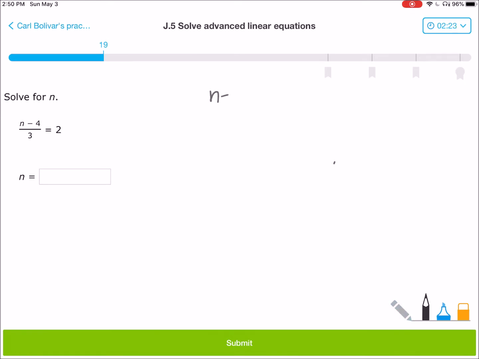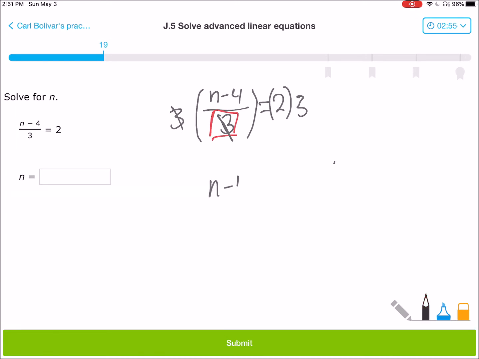Alright. So now we have this question here. Let's first write it out. n minus 4 over 3 is equal to 2. First what I'm going to do is try to take this 3 from the denominator and eliminate it from the left side. So I'm going to multiply by 3. When I multiply by 3, this denominator is taken out. I have to multiply the other side because it needs to be equal. We will get n minus 4 is equal to 6, because that's 2 times 3.